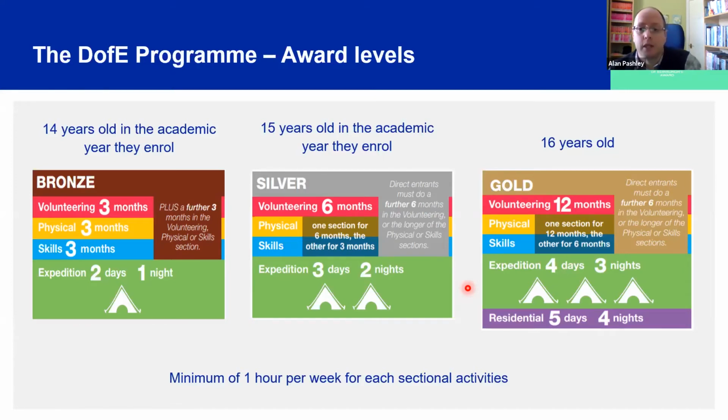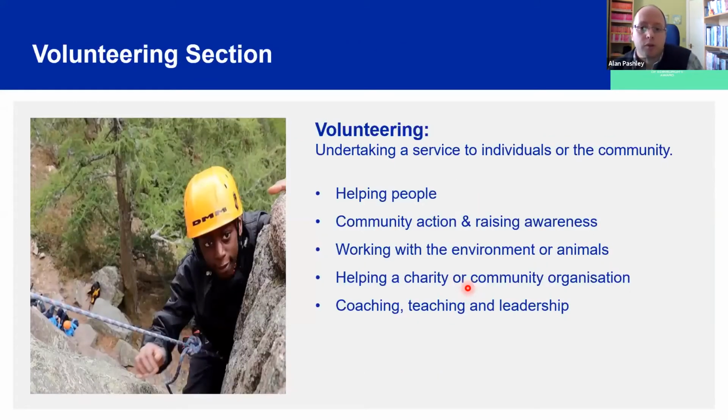And that can be particularly useful to bring out the life skills and development areas for the teams that you're working with. So that's worthwhile knowing. And then at gold level, we've got a fifth section that young people need to complete to get their gold award, and that's the residential. So they need to do 5 days and 4 nights of that. And I'll talk a little bit more about that as we move on through the slides.